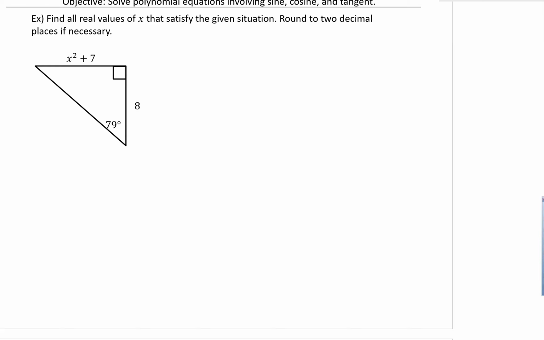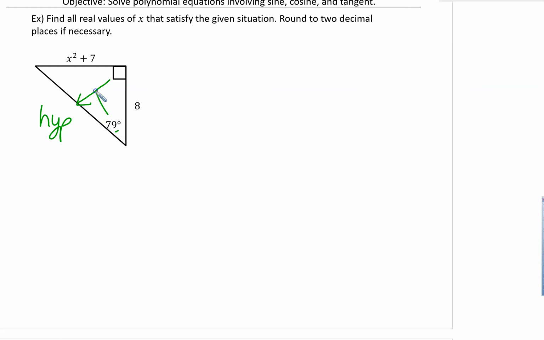So again, always want to start by labeling the sides of our triangle. So this time we'll start again by labeling the hypotenuse, which is across from our right angle. So that makes this side our hypotenuse. Then again, I would recommend you label what we call the side opposite our acute angle. And our acute angle this time is our 79 degrees.